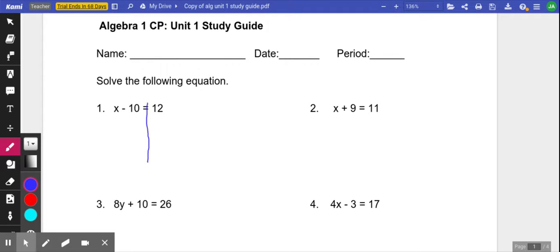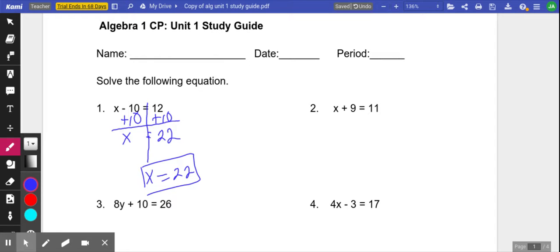So what I'll do first is, we want to isolate the x. So we have x minus 10. So let's do the inverse operation of subtraction to get rid of that 10. And of course, if I do it to one side, I have to do it to both. So we're adding 10 to both sides here. So then we have x equals 12 plus 10, which is 22. And that's all we have to do here. That was just a one-step equation, so our answer is x equals 22.